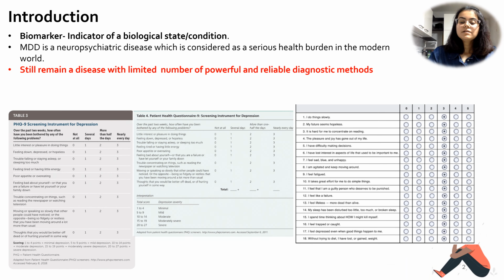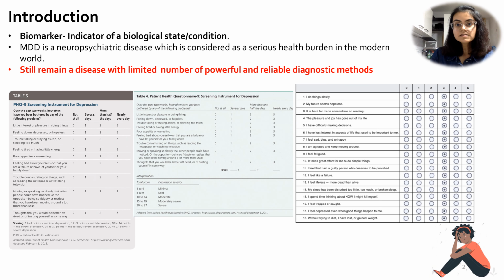For example, I have shown here some tests for depression which are largely based on interviews and questionnaires, which may often lead to misguided results. And moreover, the existing biomarkers also face some issues with specificity, reproducibility, and sensitivity, which limits their use in clinical practice. Therefore, in order to address all these limitations, we have introduced an untargeted metabolomic workflow for discovering potential biomarkers in human serum samples for depression.